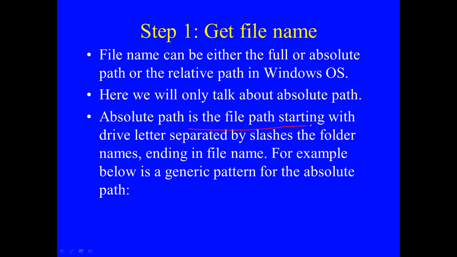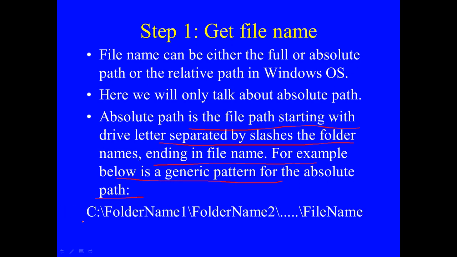Absolute path is the file path starting with the drive letter, separated by the slashes, the folder names, ending in the file name, and for example below is the generic pattern for the absolute file path. So it will be the drive letter colon slash name of the first folder slash name of the second folder, and then names of other folders separated by slashes. Finally the file name with extension. Java will not accept a file name that does not have an extension. If the file name does not have an extension to begin with, then it's fine, but if it does have an extension, then file name dot extension has to be given.